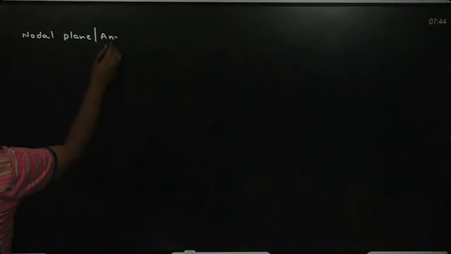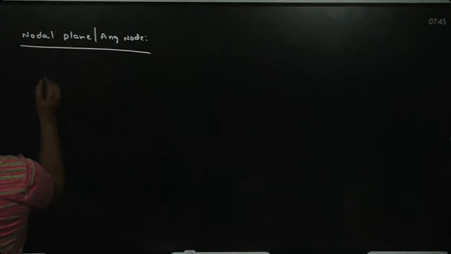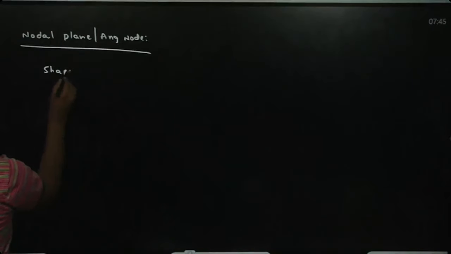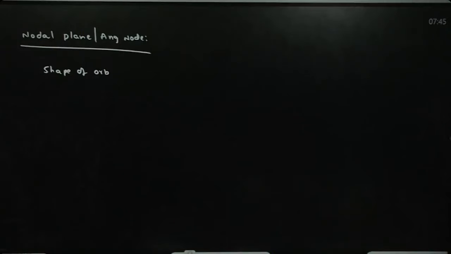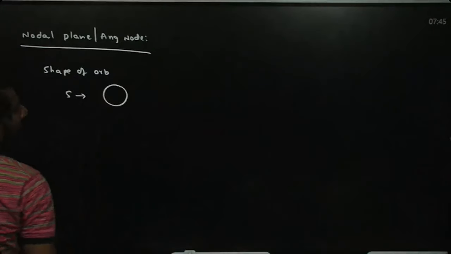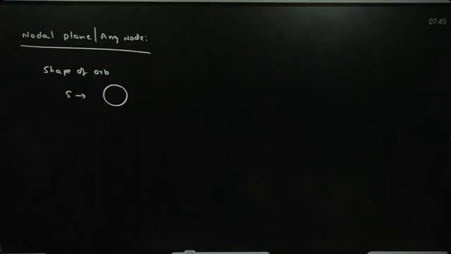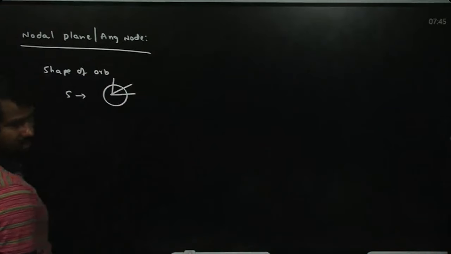Nodal planes are also called angular nodes. This angular node or nodal plane depends on the shape of the orbital. For example, if you take an s orbital, what is the shape of the s orbital? It's like a sphere. That means all three coordinates can be placed over this sphere because it is symmetrical.